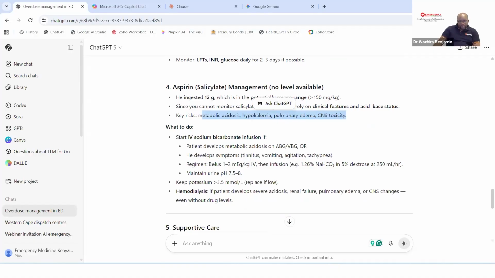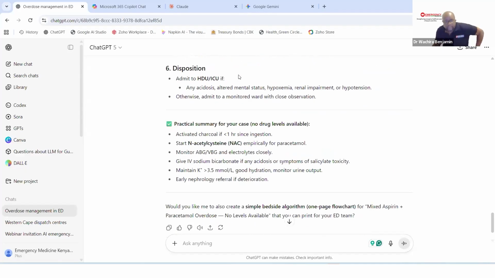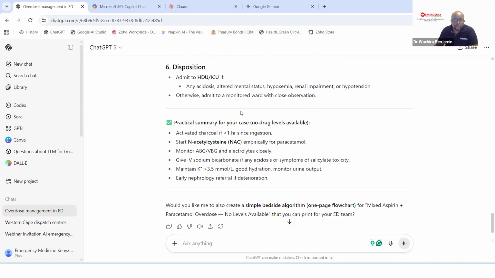He develops this if the patient has acidosis or any of these symptoms, and that's what you start. Most likely the patient is tachypnoeic. So measure urine pH if possible, and check potassium levels. If your patient has renal failure, pulmonary edema, or CNS changes, even without drug levels, the patient needs dialysis. Of course, admit to HDU or ICU.